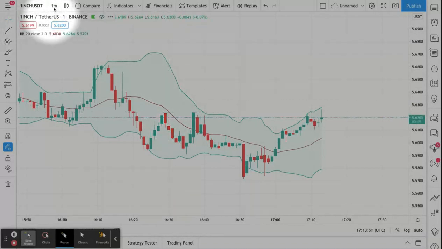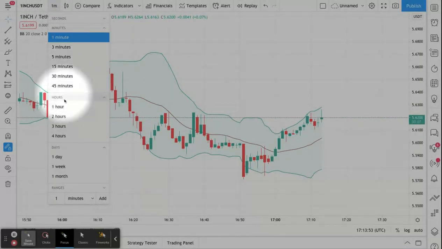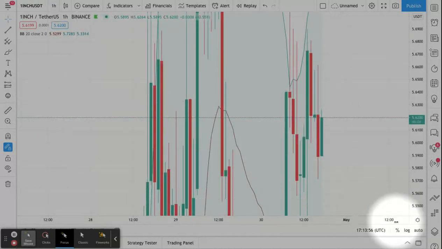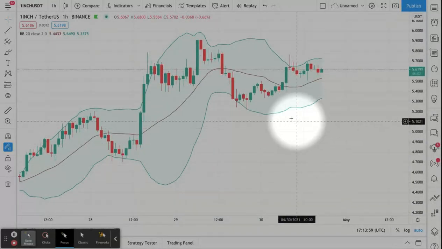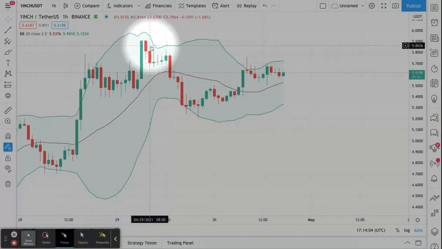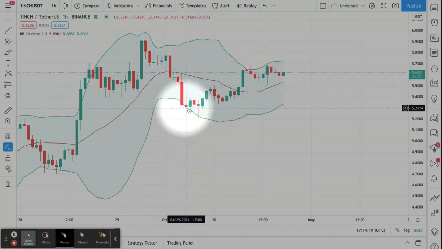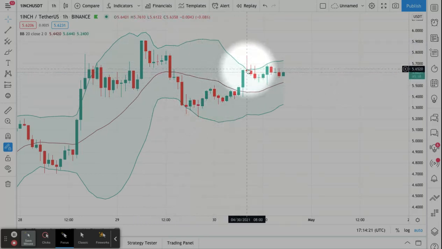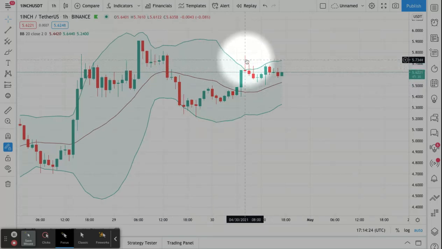Now, if you have a higher time frame, let's do 1 hour. You're going to see that it's not necessarily as quick to react. It comes up here, very close to the upper B-Bands, and then it starts to drop. It hits the lower, and now it's starting to come up, and it hits the higher one. It actually goes way outside the higher one, and then the wick comes back.